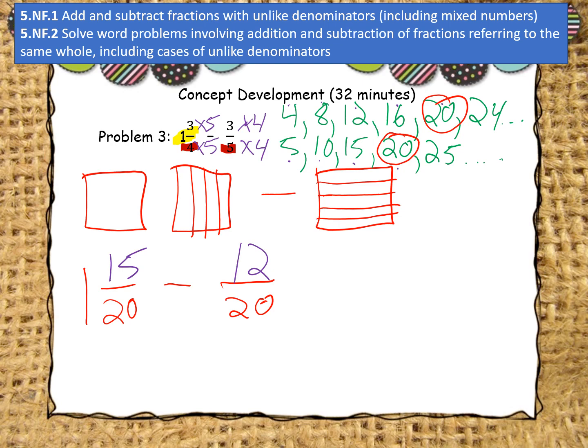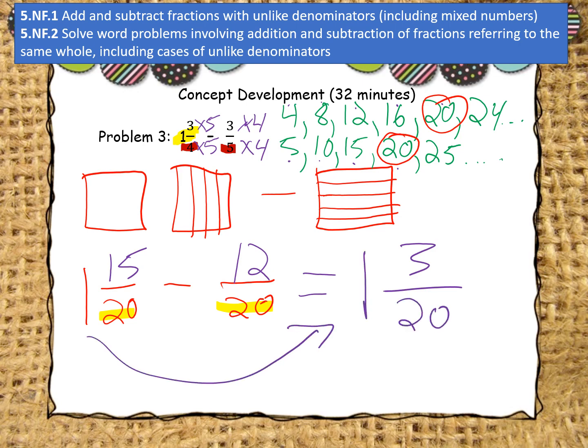So now that these have the same denominator, these are much easier to subtract. So 1 and 15 20ths minus 12 20ths, we're just going to look at the fraction part. 15 20ths minus 12 20ths is going to equal 3 20ths. And of course, we need to bring that whole number over here, so we're going to have 1 and 3 20ths.